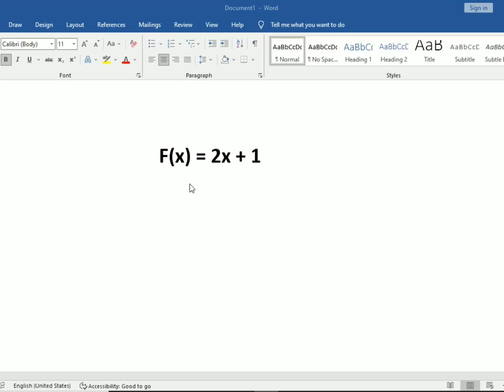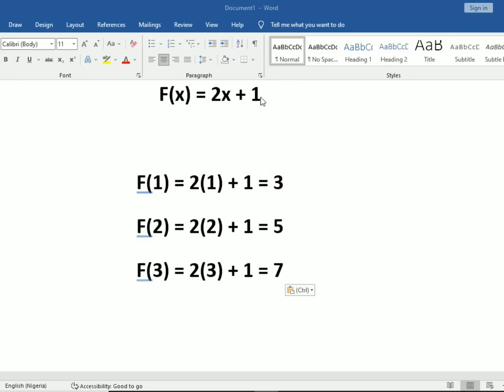Let's try some simple inputs and see for ourselves what the corresponding outputs will be. In the first instance of this equation we input 1, and f(1) is equal to 2 times 1 plus 1, which is equal to 3. In the second instance we input 2, f(2) is equal to 2 times 2 plus 1, which is equal to 5. In the third instance we input 3, and 2 times 3 plus 1 is equal to 7. Now it should be crystal clear that no single input can result in more than one output. There is no way we can get a number that is not 3 having inputted 1 in this function.